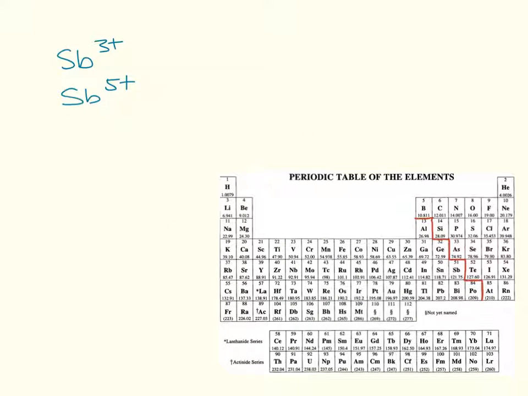All right, 2 more. We've got antimony, and so again, I'm going to use krypton as my noble gas because antimony is right here. So I've got krypton, and then 5s2, 4d10, 5p, 1, 2, 3.